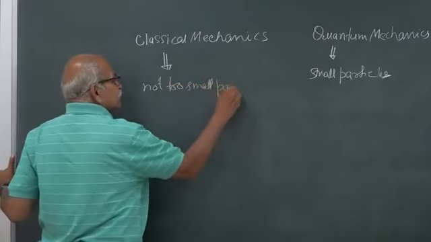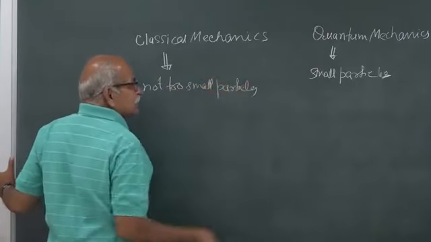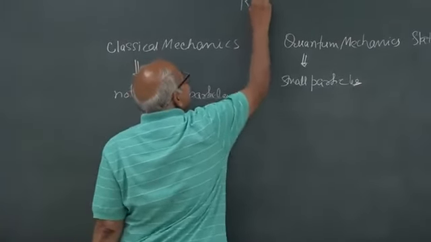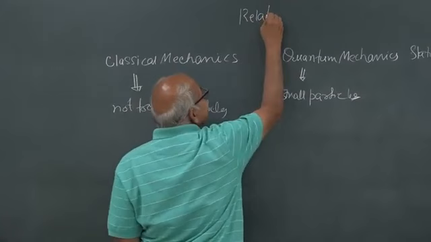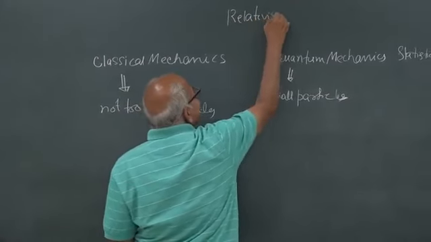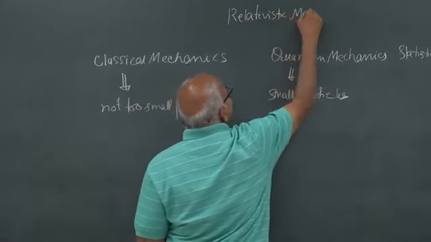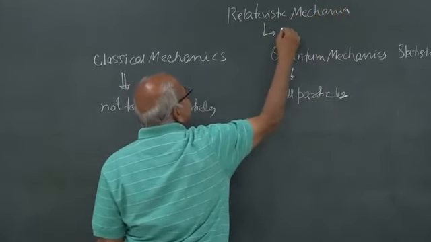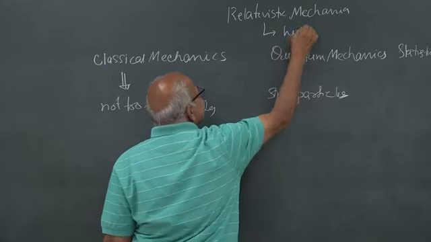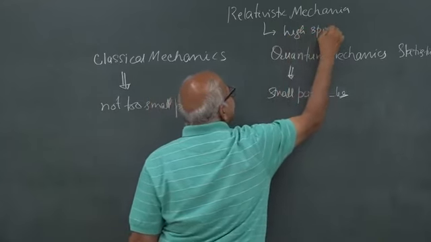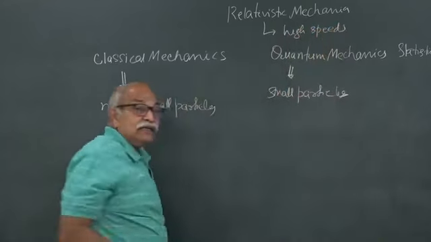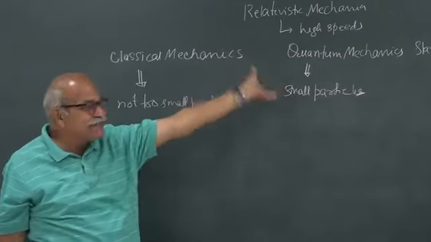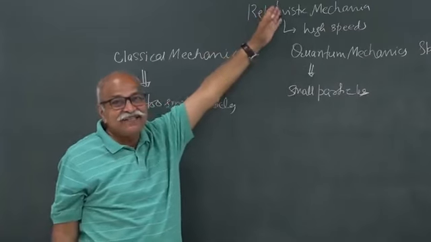Not too small particles. And you have yet another thing which is called relativistic mechanics. This is the one where we talk of high speeds, and not always high speeds. Many times the speeds are not very high, and still you need this relativistic mechanics.